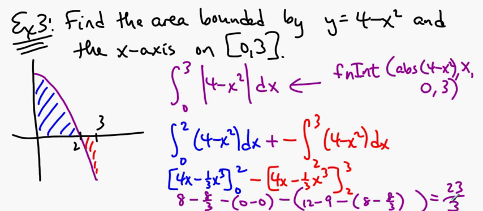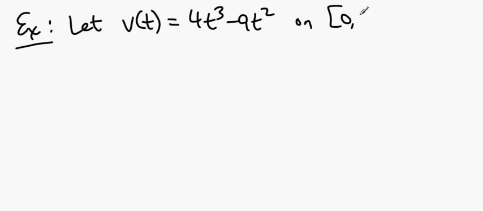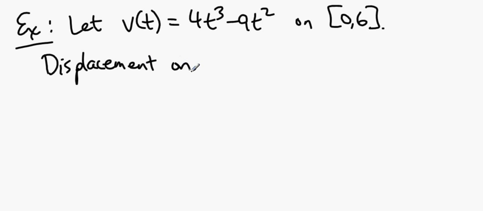So, one more. So Pete the particle is traveling with a velocity, and his velocity is 4t cubed minus 9t squared on a time interval from 0 to 6. Let's pretend we want his displacement on 0, 6. And his displacement, that's the change in position from 0 to 6.